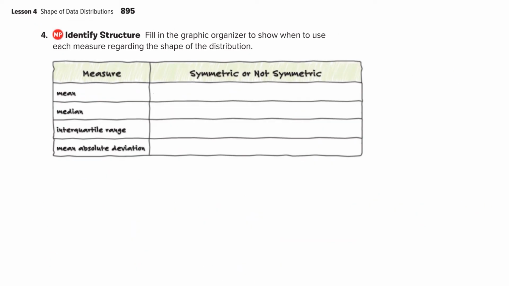Question 4. Identify structure. Fill in the graphic organizer to show when to use each measure regarding the shape of the distribution. Mean would be for symmetric graphs. Median would be for not symmetric graphs. Interquartile range goes with not symmetric graphs. And the mean absolute deviation is for symmetric graphs.